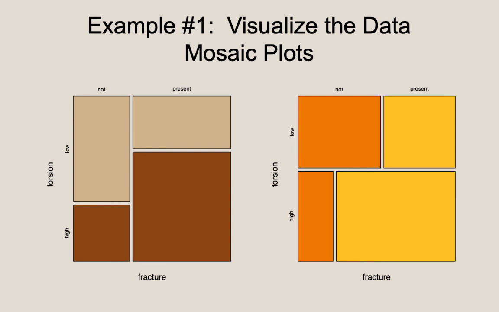The left column are all the bones not showing the fracture pattern, and the right column are all the bones showing the fracture pattern. But here, the horizontal bars breaking up each column are showing what proportion of those bones were exposed to high versus low torsion.